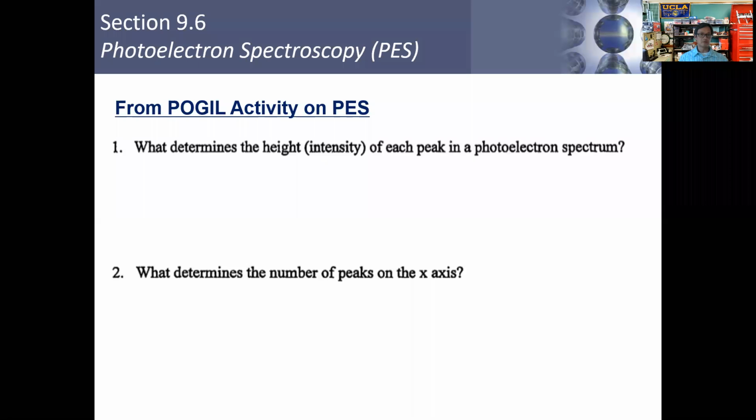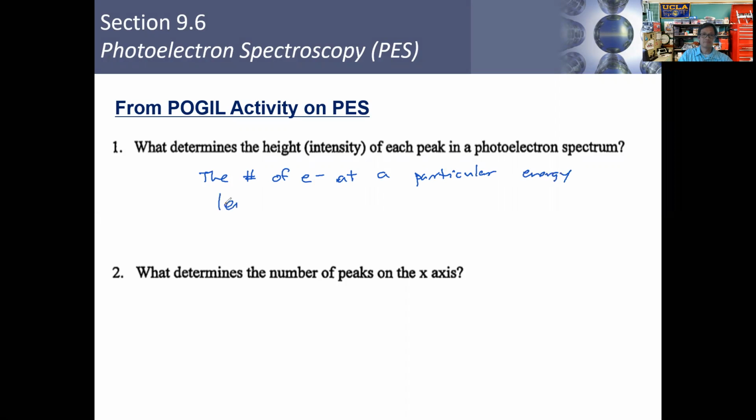Let's go ahead and do these two questions from the POGIL activity. What determines the height, the intensity of each peak of a photoelectron spectrum? That is the number of electrons. So the number of electrons determines the intensity of each peak. The higher the peak, the more electrons that it represents. So it's the number of electrons at a particular energy level.